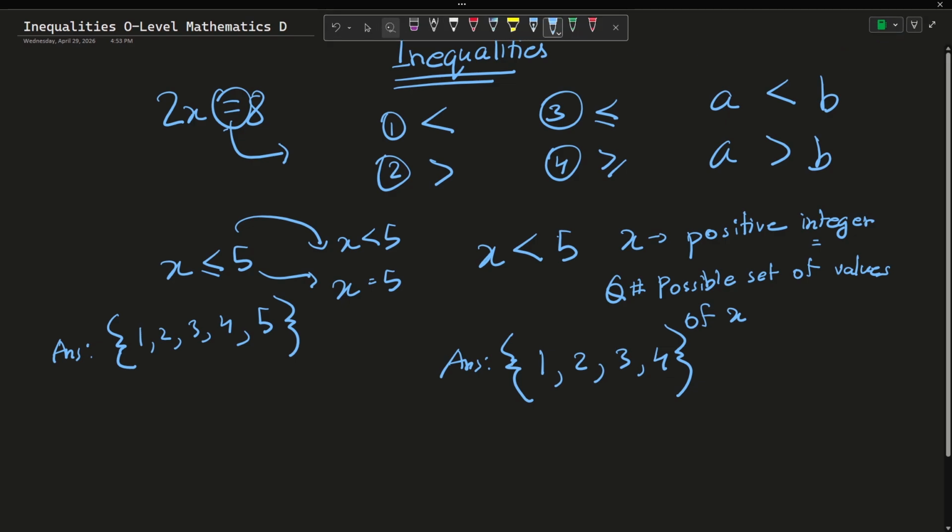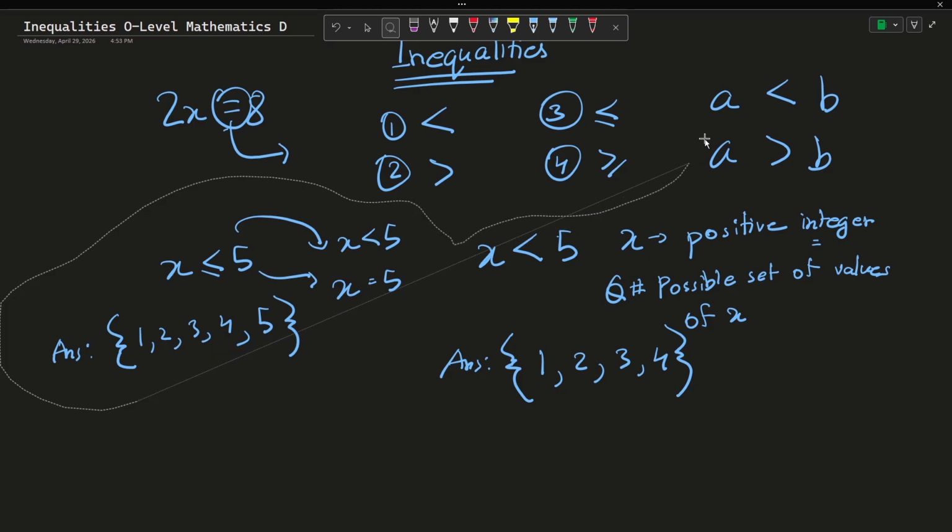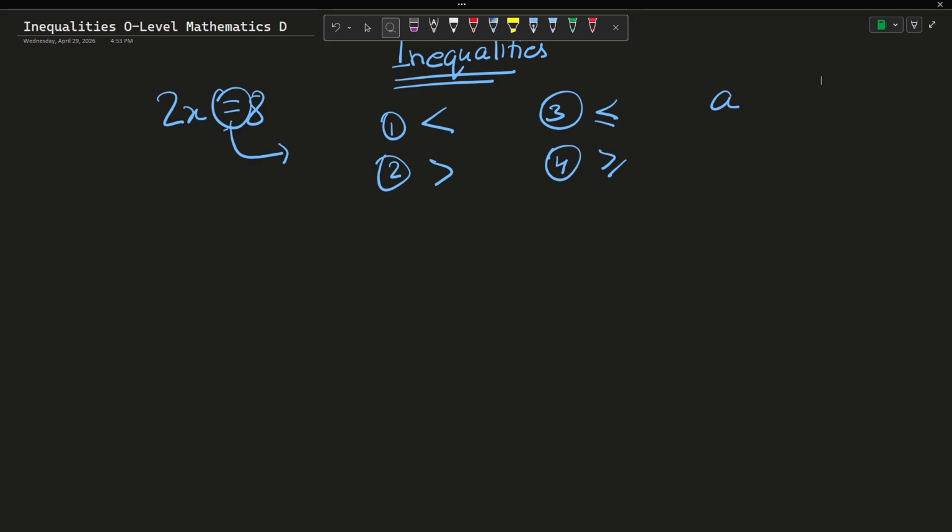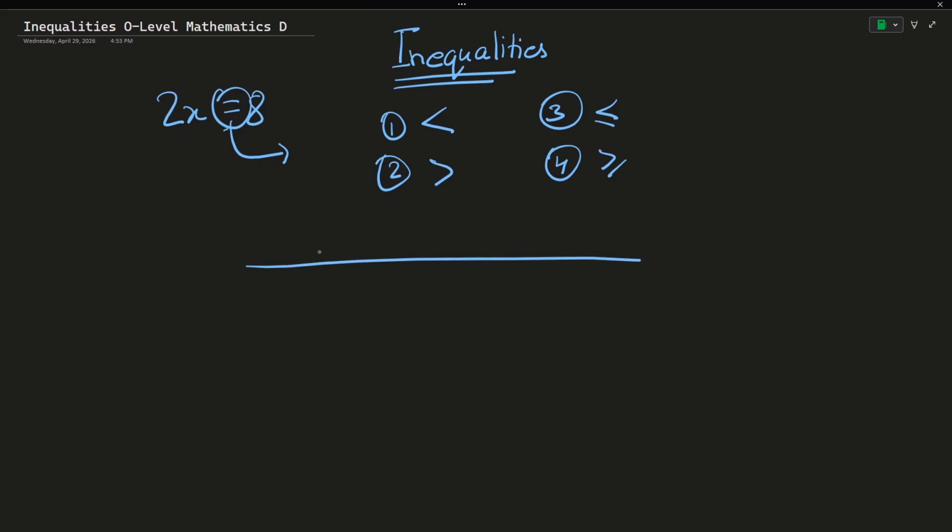Okay, so this was a very short recap of our inequality signs, and now we are going to see how a number line is related with inequalities. Now, first of all, if you guys are not aware what a number line is, it is just a line where you put numbers. You start with 0 at the middle, then you have 1 on the right, 2, 3, 4, 5 and so on, all the positive integers.